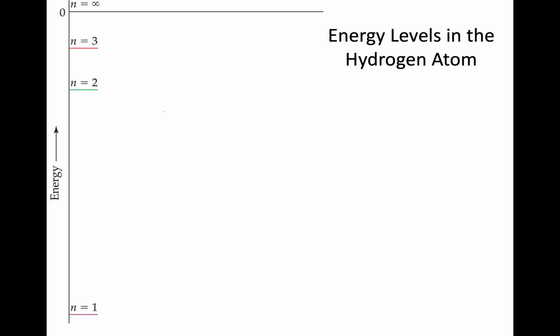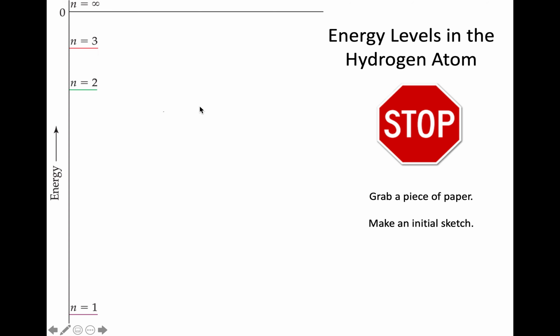So let's explore the energy levels in the hydrogen atom. We're going to begin with this picture right here. What I'd like you to do: pause the video, grab a piece of paper, and reproduce this initial sketch. We're going to add more features to it. So grab a piece of paper, write it on a similar scale here, and add n equals 1, n equals 2, n equals 3. Reproduce the image.